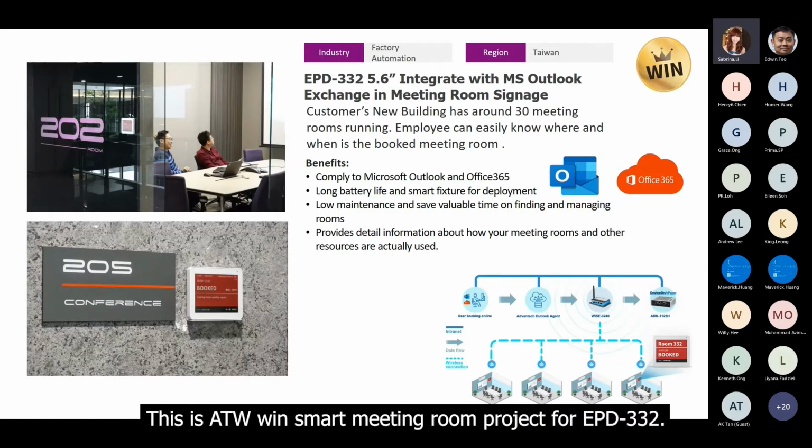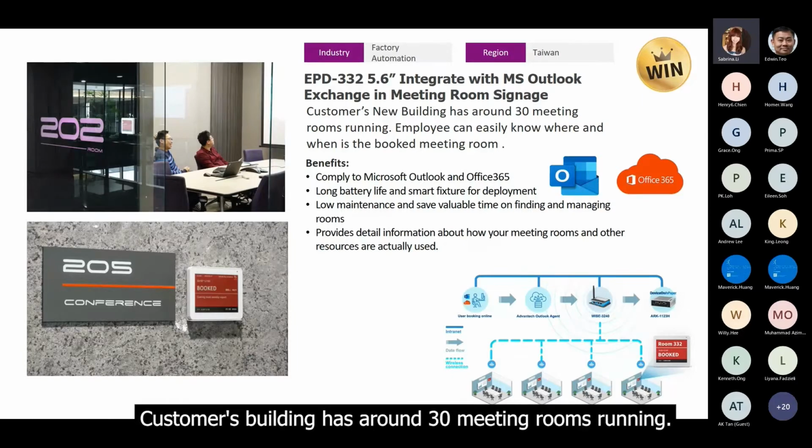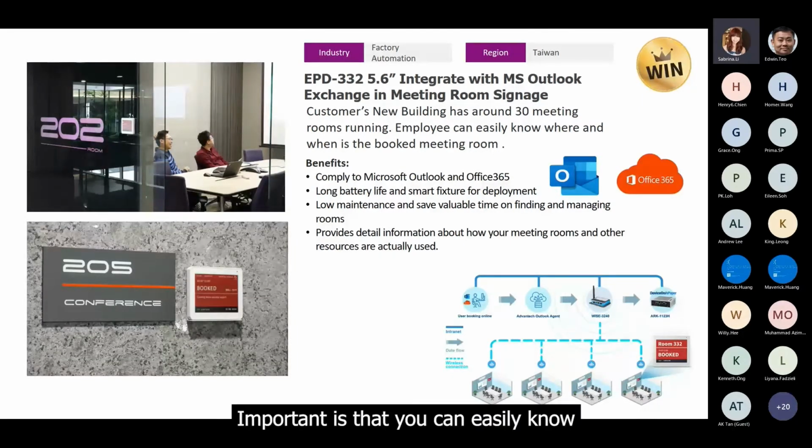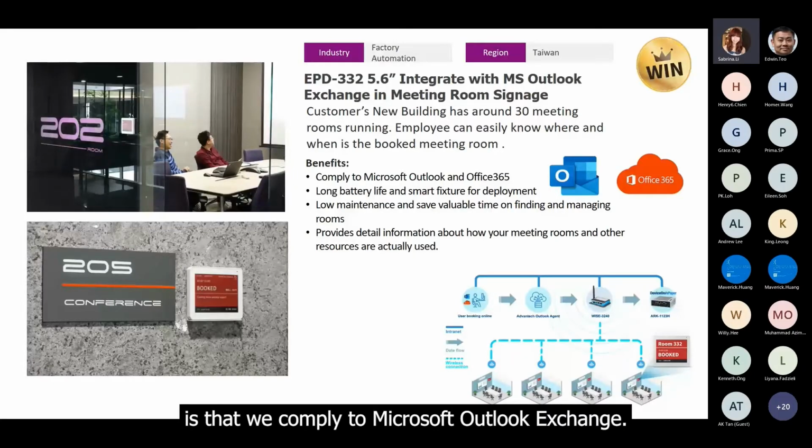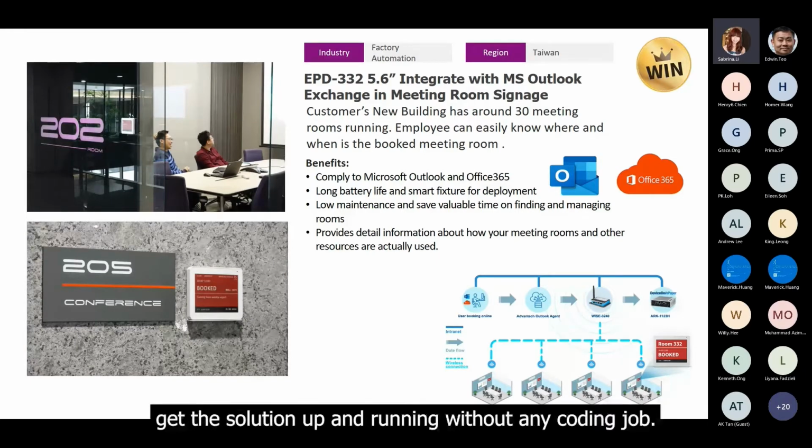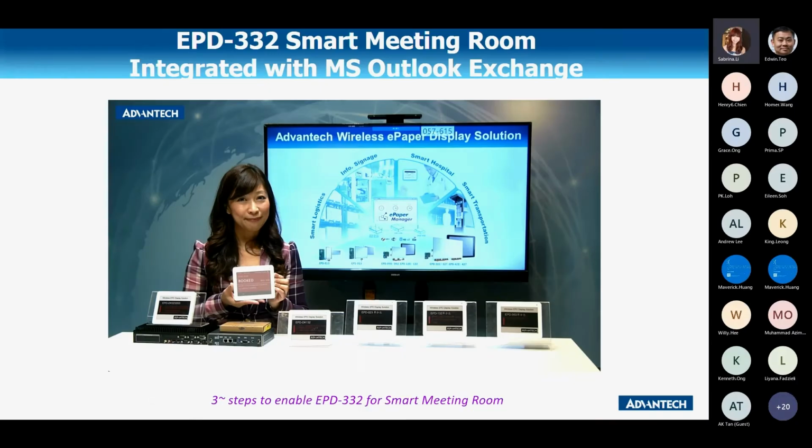This is the ATW Win Smart Meeting Room project with EPD. The customer's new building has around 30 meeting rooms running. Employees can easily know where and when the booked meeting room is. The key to winning this project is that we comply with Microsoft Outlook Exchange. The Advantech Outlook agent can be easily installed and the solution is up and running without any extra coding job.